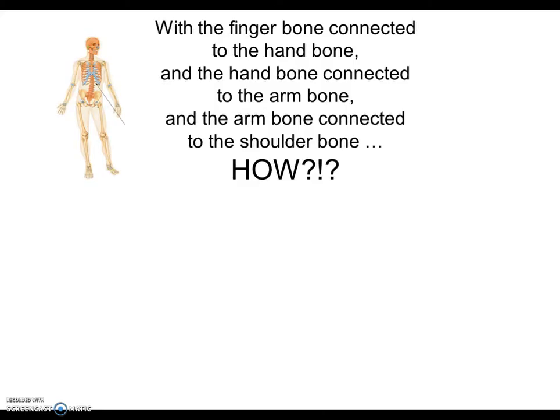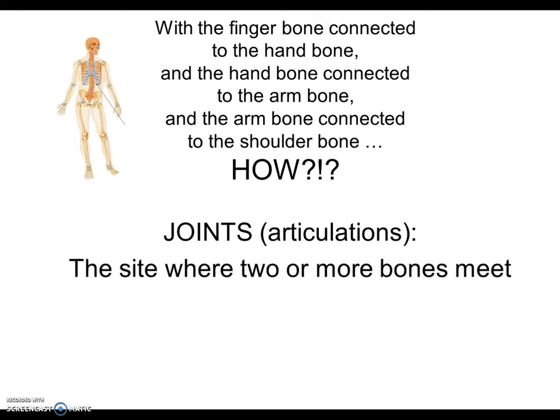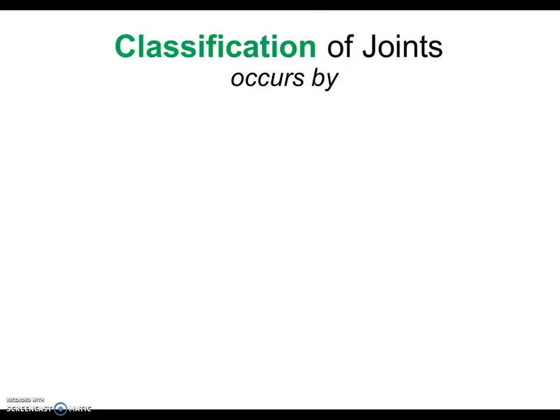So you get the picture. So now the question is how? How is everything connected? The answer is joints. Joints, also called articulations, are basically the site where two or more bones meet. So all your bones are connected through joints. So let's talk about these joints.